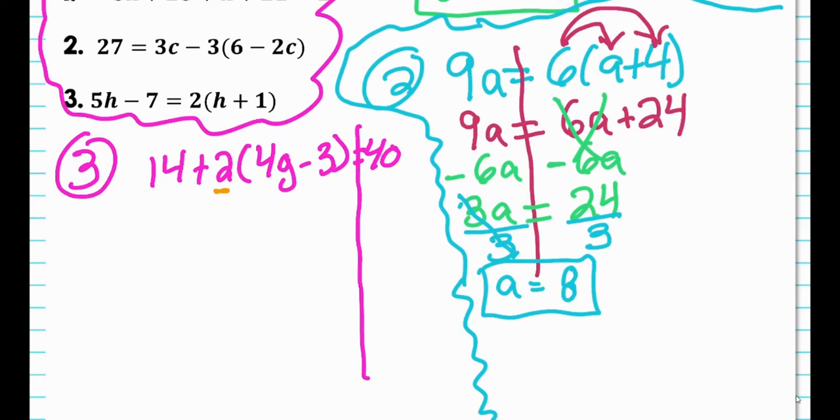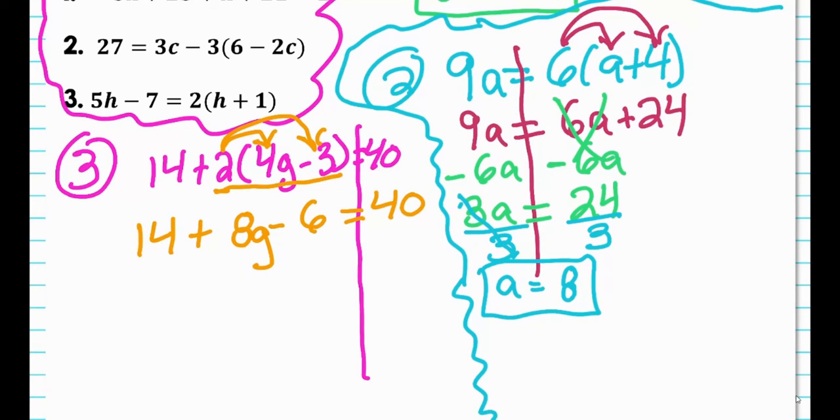So I have a 2 right here, so I need to distribute this 2. Well, 2 times 4g is 8g, and 2 times -3 is -6. So I just took all of this and rewrote it as 8g minus 6 because I distributed that 2. I still have the 14 and I still have the 40 on the other side. So I want to bring all of that down.